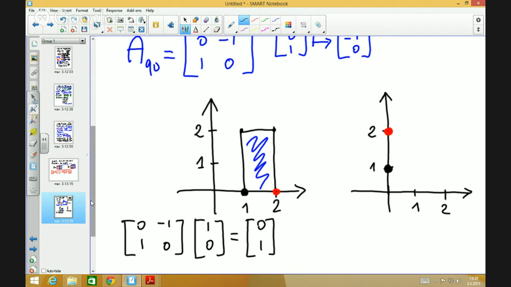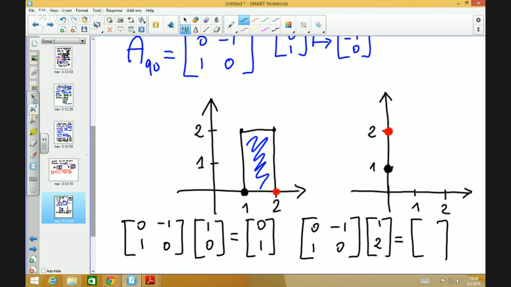Okay, so now what happens if instead I multiply this matrix by the point 1, 2? What do I get? Okay, I get -2, 1. Why? Because I have 0 times 1, that's 0, plus -1 times 2, that's -2, so I get -2, and in the other case, I just get 1 times 1, plus 0 times 2, that's 1. Okay, so it's -2, 1. So the green point here goes here.